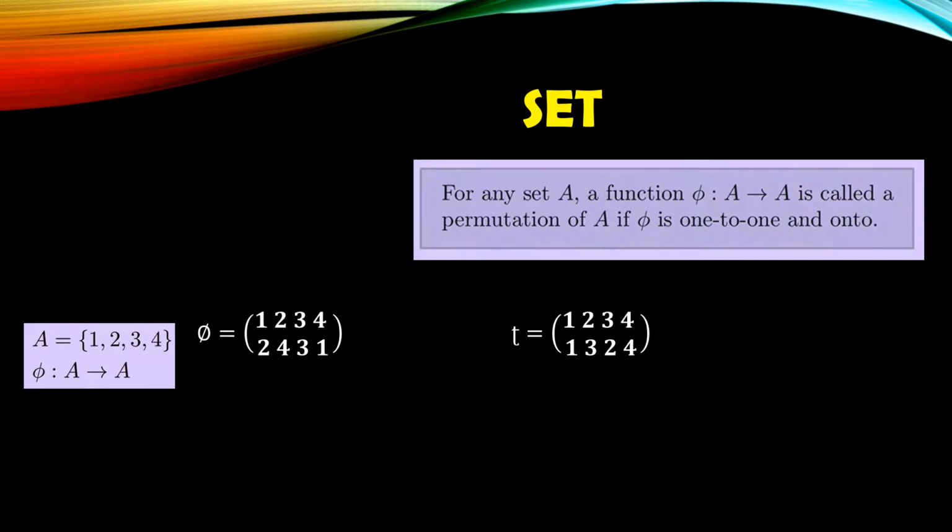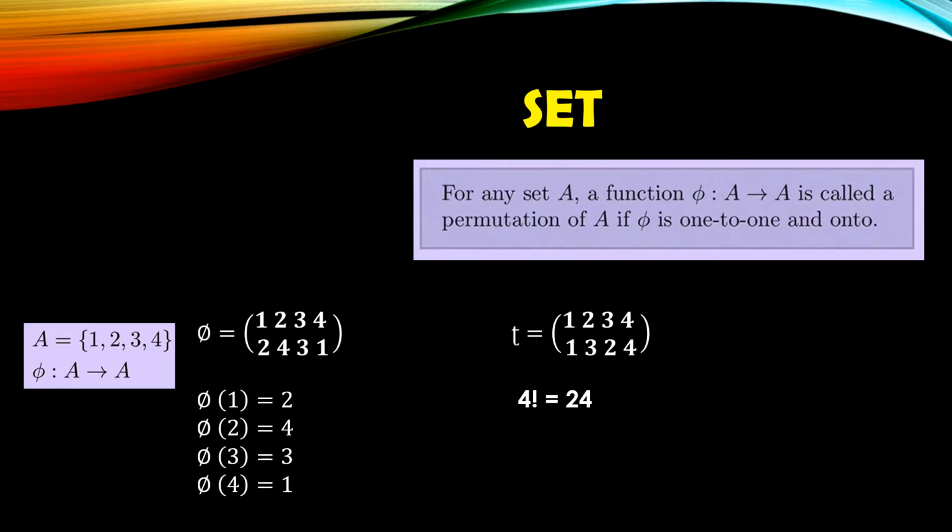So in writing the phi, the elements of A must be written at the top, then any number belonging to set A can be written below in any order. So we can read this as: phi takes 1 to 2, phi takes 2 to 4, phi takes 3 to 3, and phi takes 4 to 1.